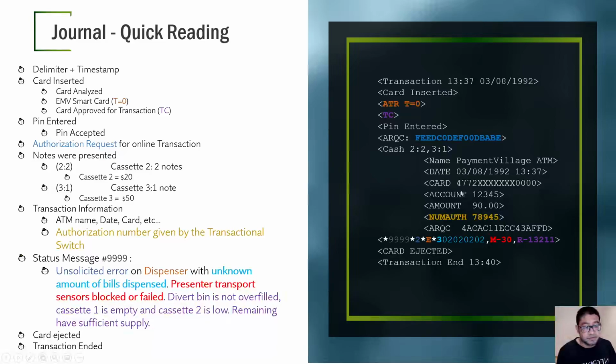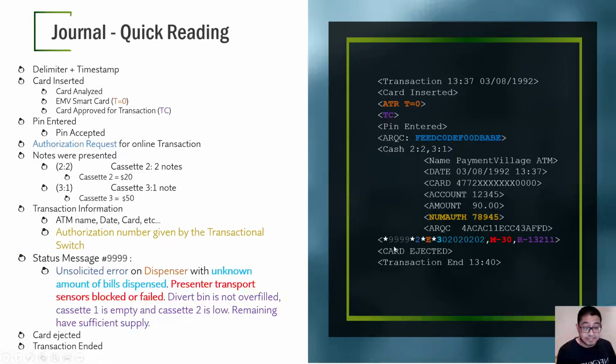Then we will have the receipt information of the transaction, the name of the ATM, the date, the card, the account, the amount, the RQC. But here the important thing will be the authorization number. This authorization number, as I already told you, is the number given by the transactional switch. And we will see in the next slide why this is so important.